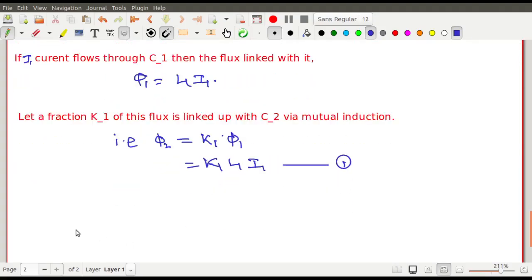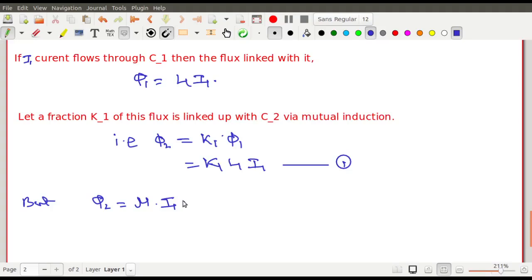But from the definition of mutual inductance, you know that phi 2 should be equal to M into I1. Is it clear to you?